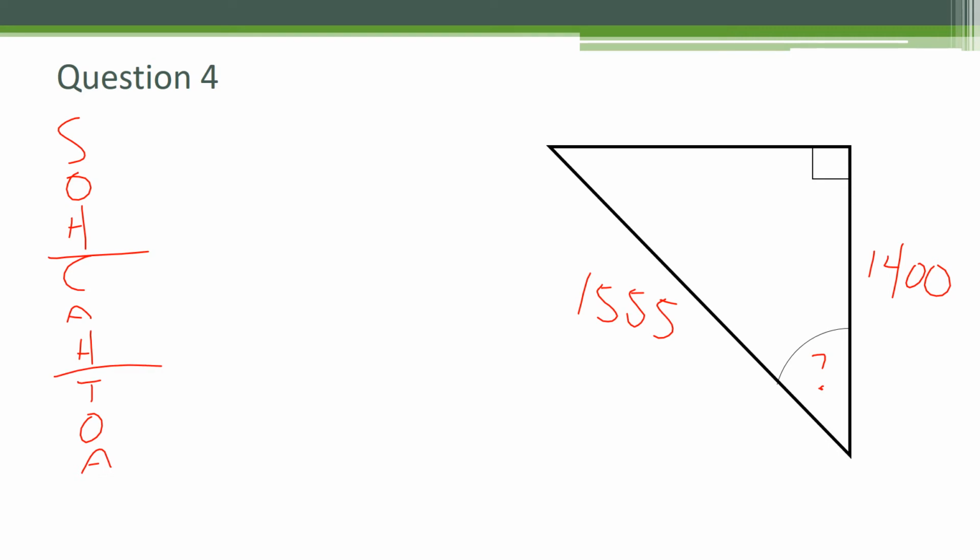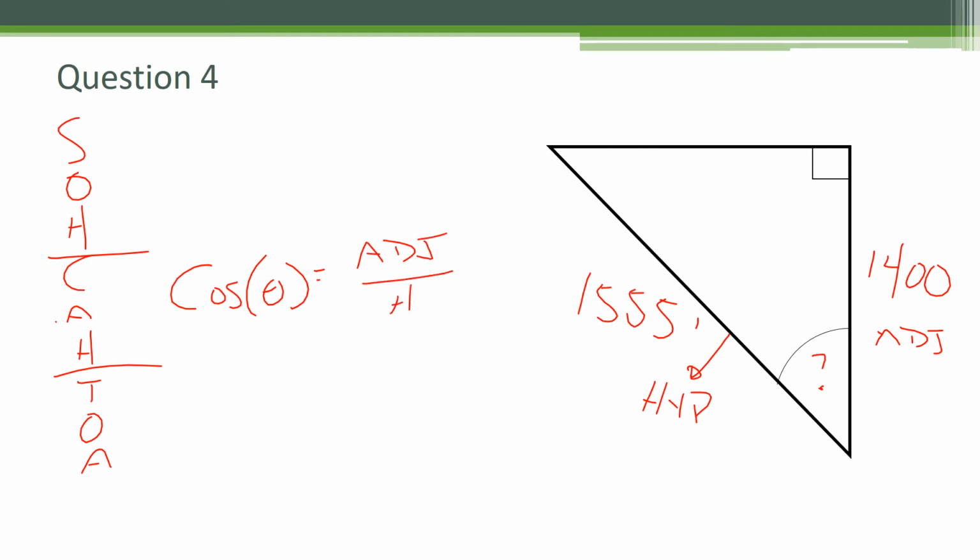Which sides am I working with? This one's across from the 90. This one over here. So that's the hypotenuse. This one's kind of beside the angle. That's the adjacent side. I have hypotenuse and adjacent, so I'm going to use cosine. Remember, cosine of our angle is equal to the adjacent side over the hypotenuse.